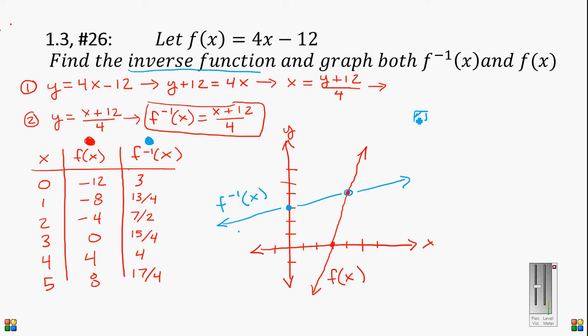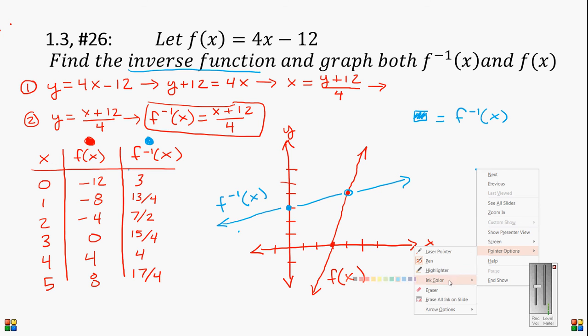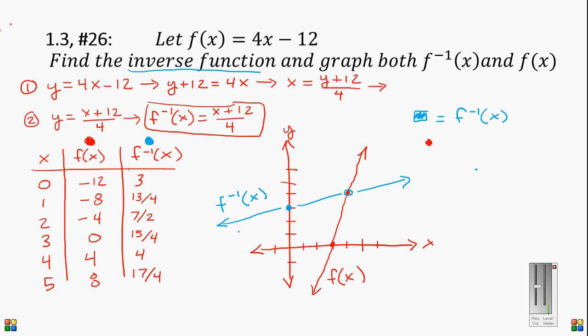I'll create a little key over here. So we can say this is equal to f inverse of x. And then I'm going to grab a different color. We'll go to pointer options, color. We'll find our red one again. And we'll say that the red is equal to f of x. So someone else looking at this graph can tell what's going on. That's 1.3, number 26.